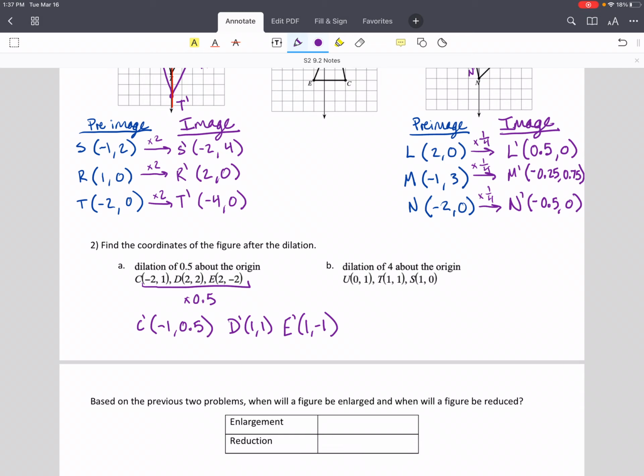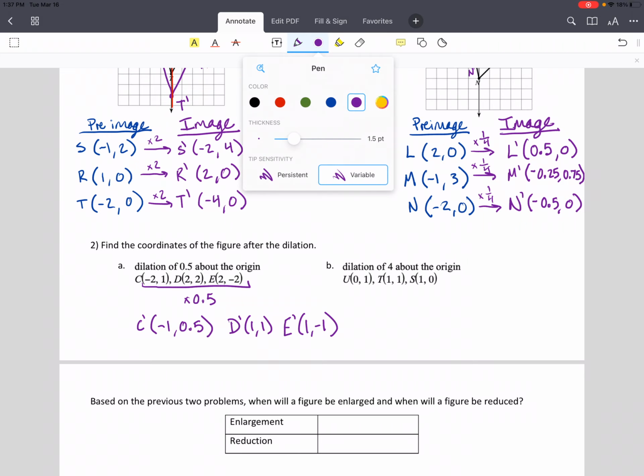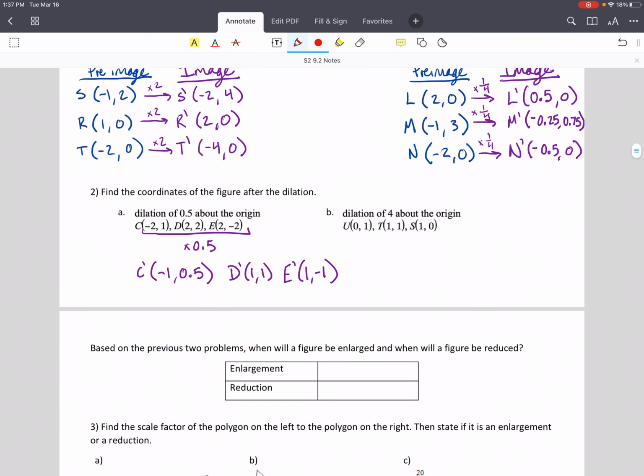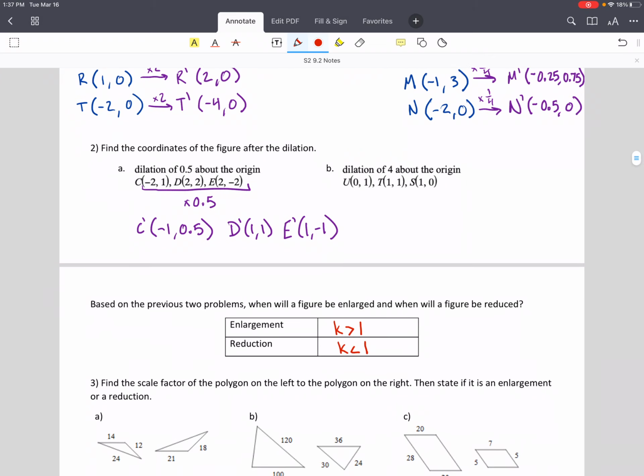Okay, so based on these things, we just need to figure out what about the scale factor tells us if we're going to have an enlargement or a reduction. Well, when did it get bigger? When did it get smaller? I see part A, the triangle got bigger, part B, it got smaller. So what's the difference here in the scale factor? What I'm hoping you're realizing is that it's an enlargement if your scale factor is bigger than 1, and it's a reduction if your scale factor is less than 1. That's how we'll know automatically if it's going to get bigger or smaller.